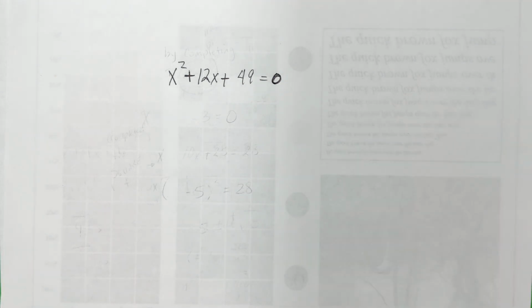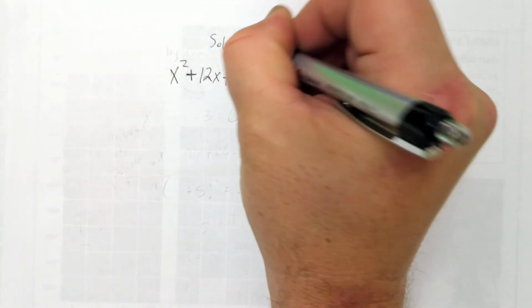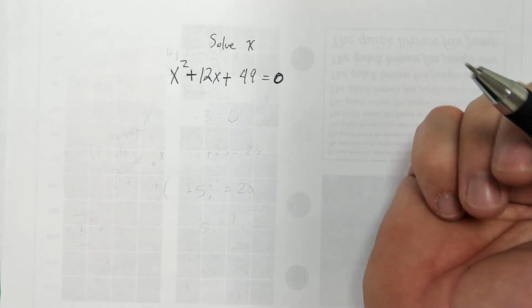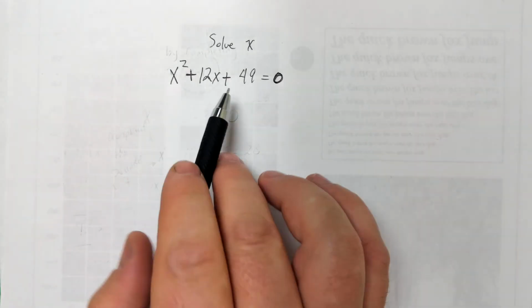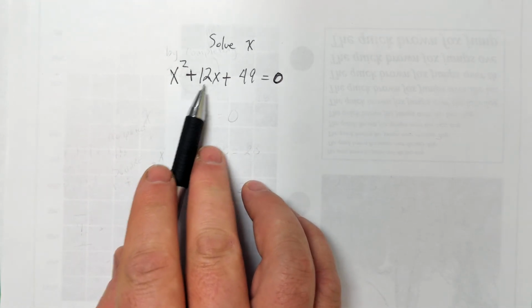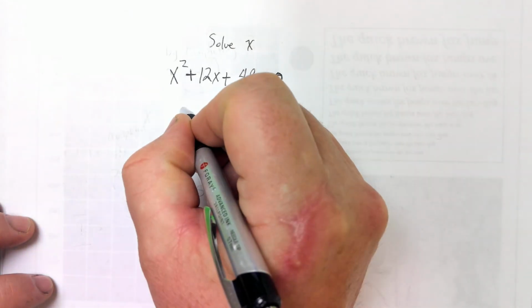Okay, so we're going to do this one right here. We just made that problem up, right? Yeah. So watch, Edgar. This is where you're going to learn how to do this. We're going to solve for x, and we're going to do it by completing the square because this is not factorable. There's nothing that multiplies to 49 and adds to 12. Because if it was 14, we could, right? So here's what we're going to do.